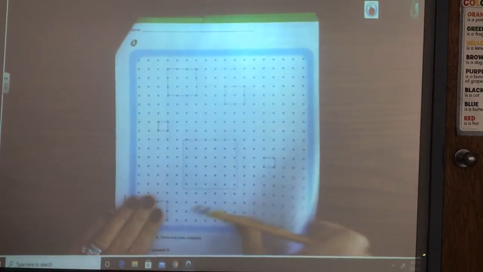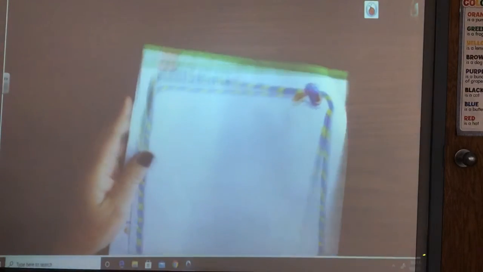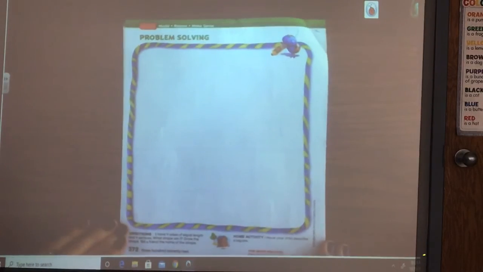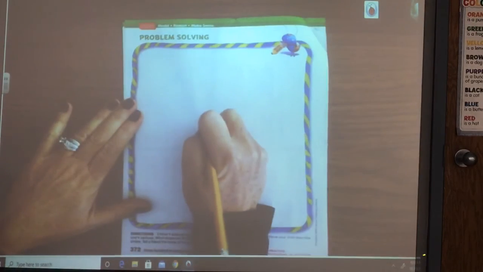So work on that for a few minutes. Then when you turn to the back page, there you have a riddle. I have 4 sides that have equal length, and I have 4 vertices or corners. What shape am I? Yes, it's a square. So draw a square.